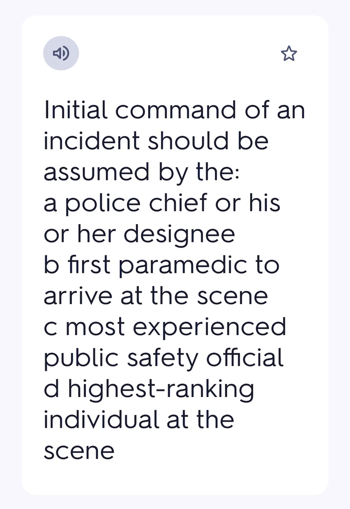Initial command of an incident should be assumed by the: A. Police chief or his or her designee. B. First paramedic to arrive at the scene. C. Most experienced public safety official. D. Highest ranking individual at the scene.